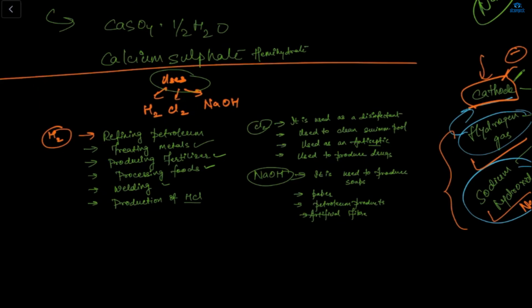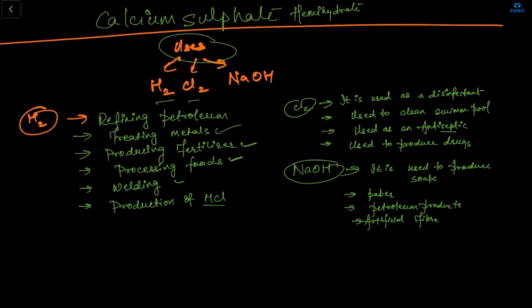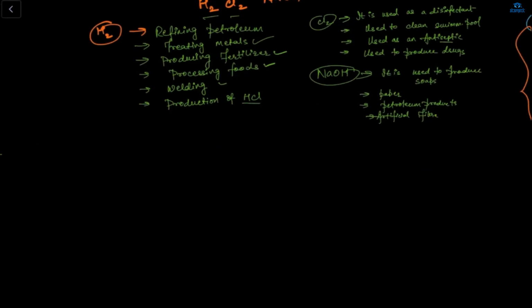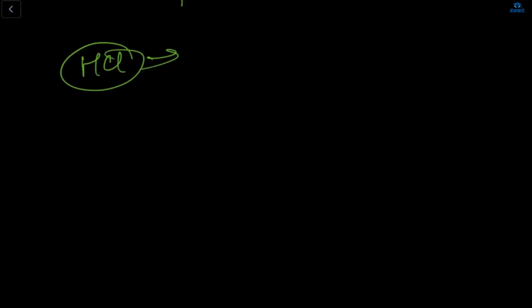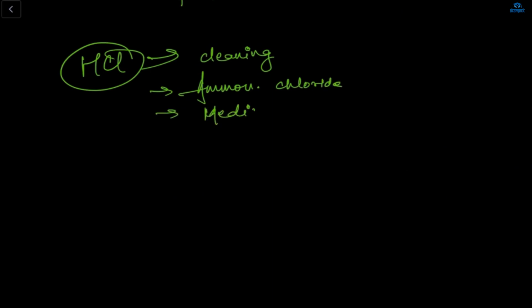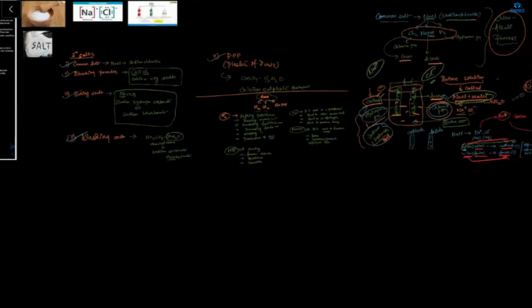See, if H2 is there, Cl2 is also there, then we can also write the uses of HCl. Okay. So what is the use of HCl? In cleaning. HCl is used for cleaning. Next is ammonium chloride. Third one is it is used in medicines also. Okay. And the last one is cosmetics. So these are the uses of common salts.